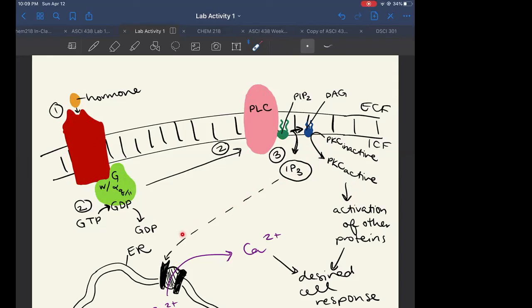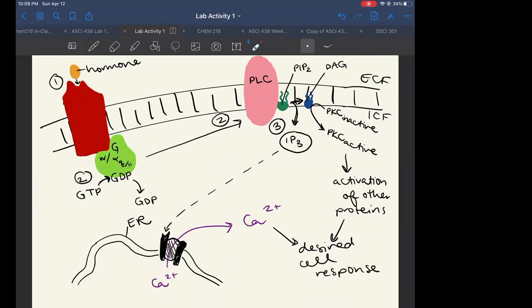It first travels to the endoplasmic reticulum, where it will bind with a receptor, a channel. It'll help open a channel in order for calcium 2+ to leak out of the lumen of the endoplasmic reticulum. And then through a series of steps, it can eventually also help lead to the desired cell response. This desired cellular response could include responses such as contraction or secretion.